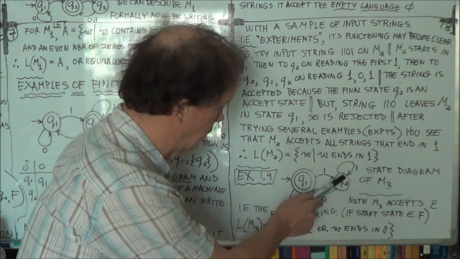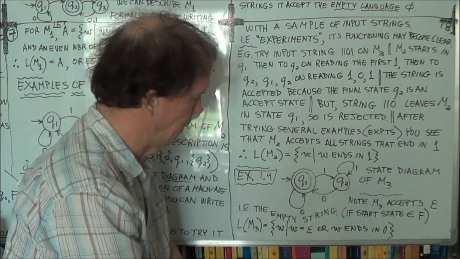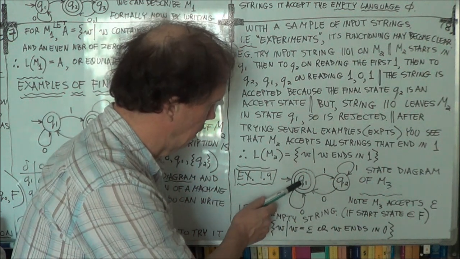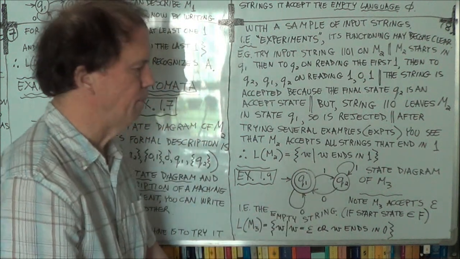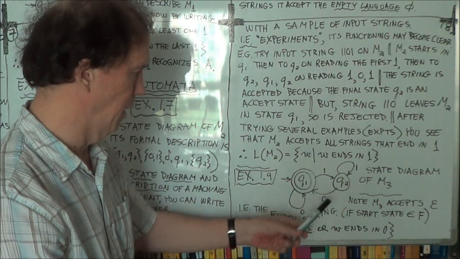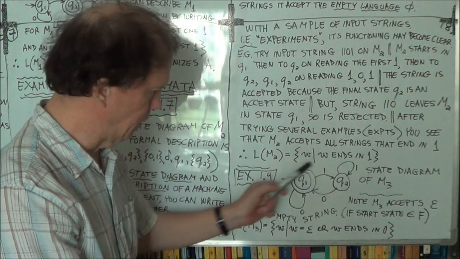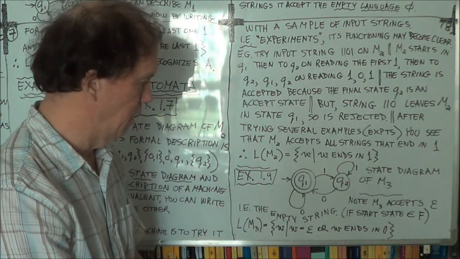How about 1, 0, 1? Start here. 1, 0, 1. Reject. Okay. How about 1, 1? Start here. 1, 1. Reject. Okay. So you could do lots of experiments, and you come to the conclusion that if your input string ends in 0, this automaton will accept it.